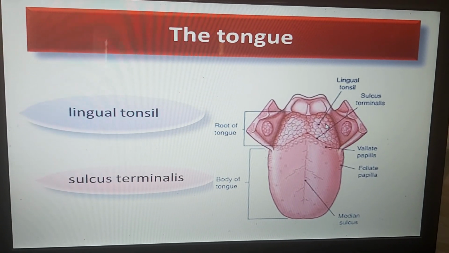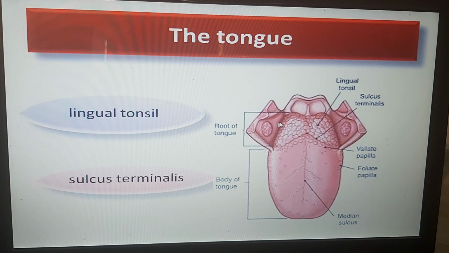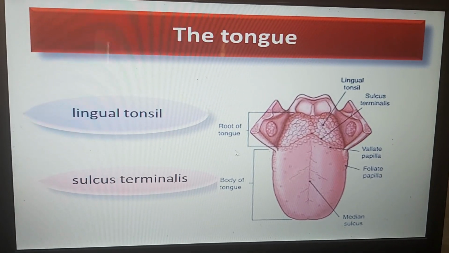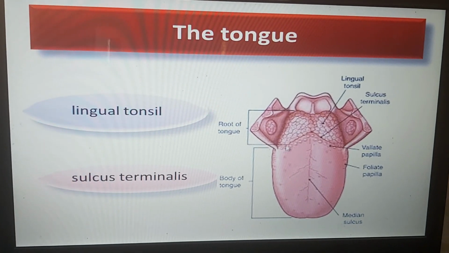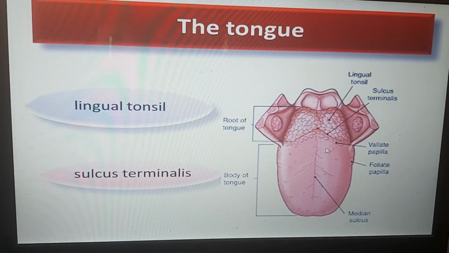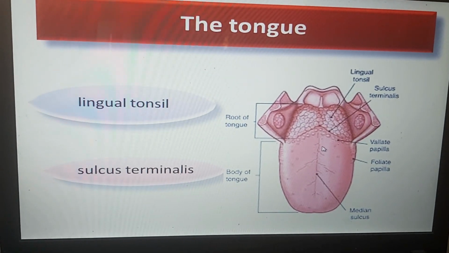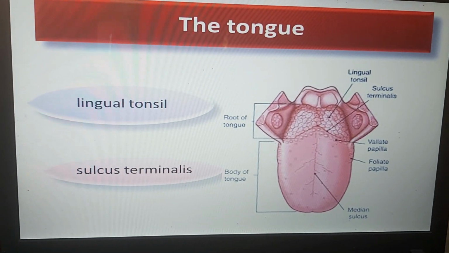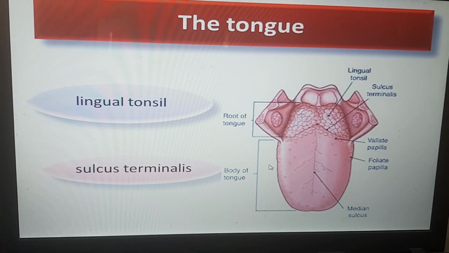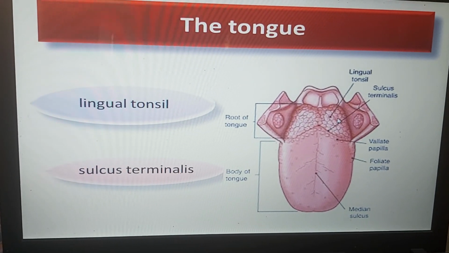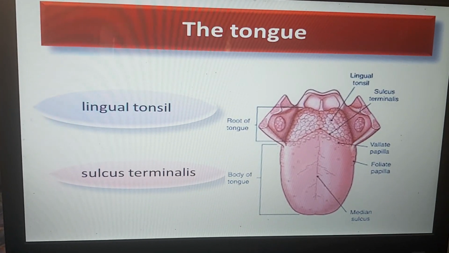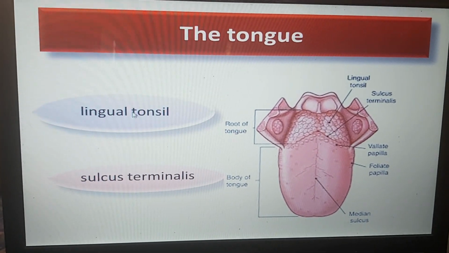The tongue is divided into anterior 2/3 and posterior 1/3 by a sulcus called the sulcus terminalis. This is the V-shaped sulcus terminalis. The dorsum of the anterior 2/3 of the tongue is covered by papillae of different types, but the posterior 1/3 is devoid of papillae and contains an aggregation of lymphoid tissue called the lingual tonsil.